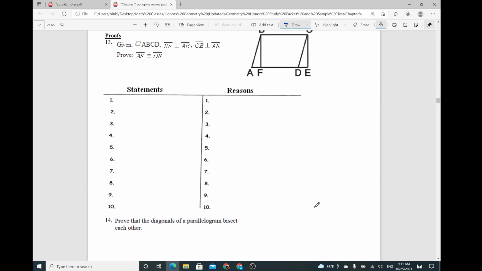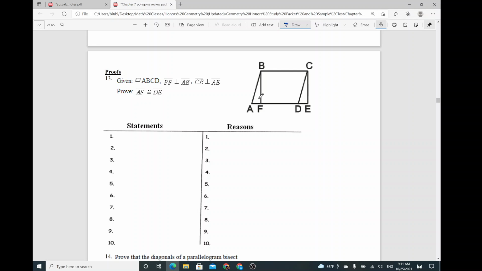Okay, so now let's do the proof. So given parallelogram ABCD, BF is perpendicular to AE, and CE is perpendicular to AE. So start with the given. Again, I'm not going to rewrite that. So we do know it's a parallelogram. If those two line segments are perpendicular, that means a 90-degree angle is formed.